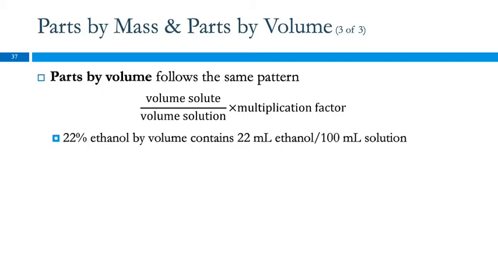Parts by volume, same pattern. So 22% ethanol by volume: 22, use your favorite volume unit, ethanol, per 100, same volume unit of solution. So 22 milliliters per 100 milliliters.